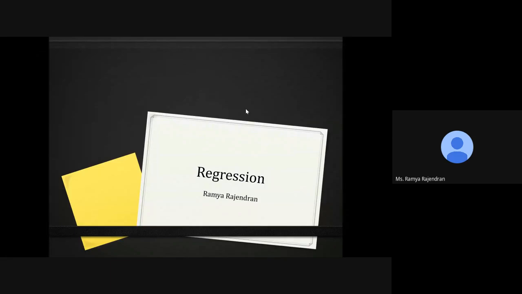In this session we'll be looking into what regression is, how you can compute regression through the linear equation method, and then we'll be discussing what the coefficient of determination is, which is popularly known as the R square value.